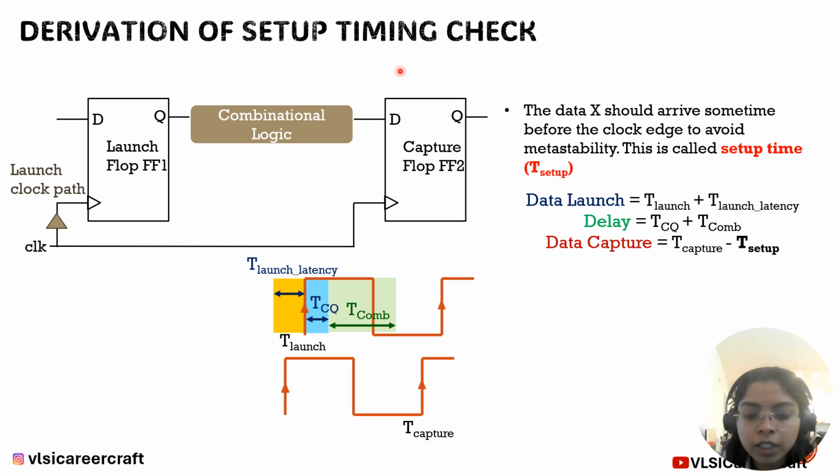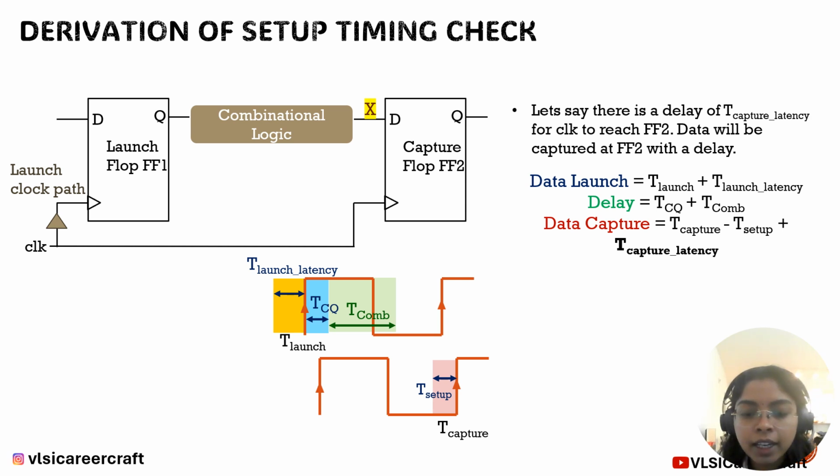So going forward, our data is now at the output of the combinational logic. So here, as we have discussed, the data should appear at the capture flip-flop certain time before the clock edge. That is nothing but setup time. So we have a setup time before the capture edge, and data should reach before this time. So the data capture time is like this. Initially, we assumed that data should be captured at T capture, but taking setup time into consideration, we need to get the data at the time T capture minus T setup.